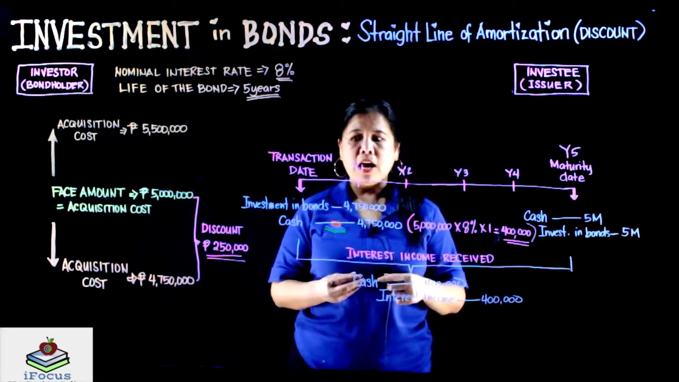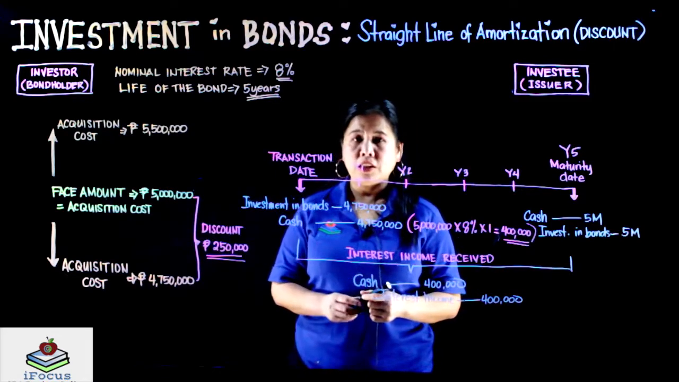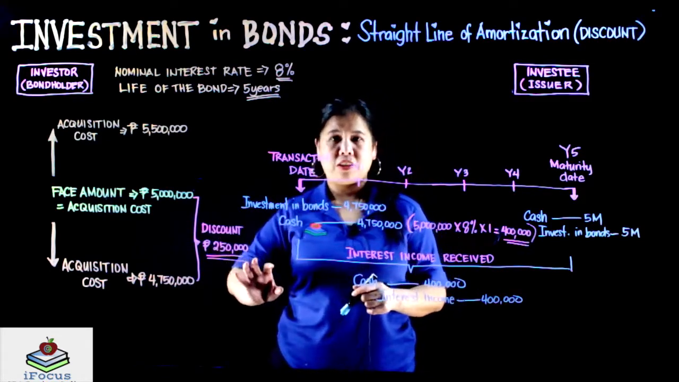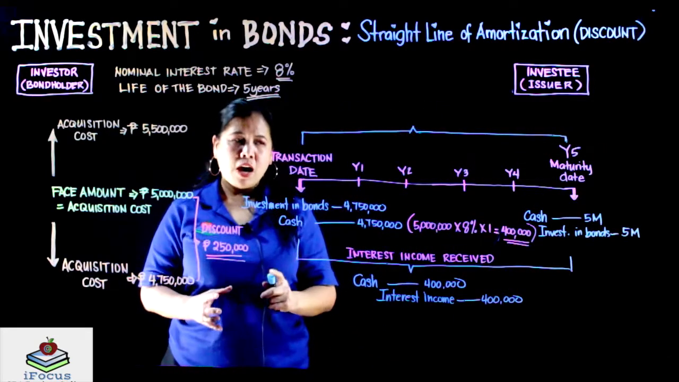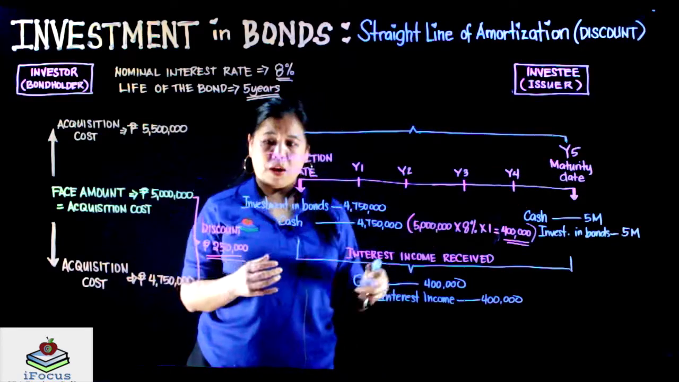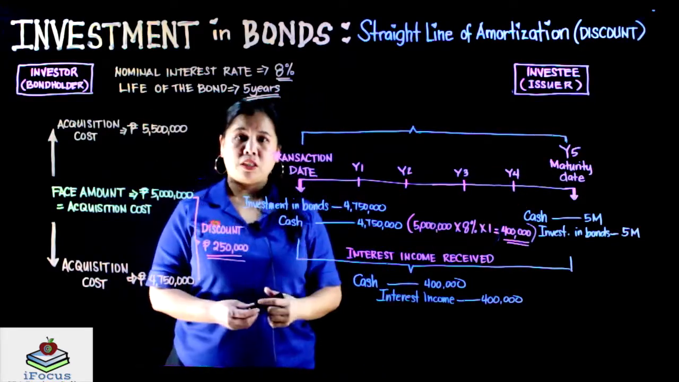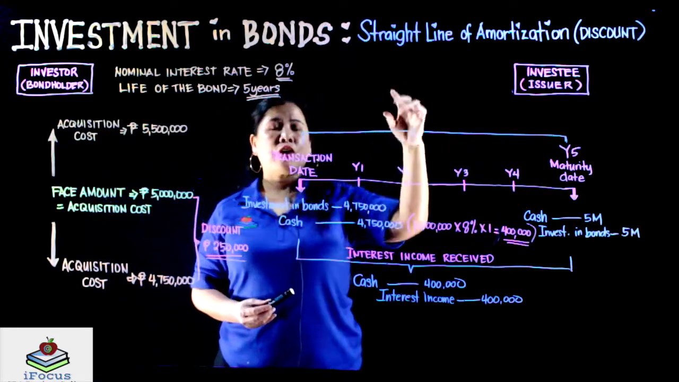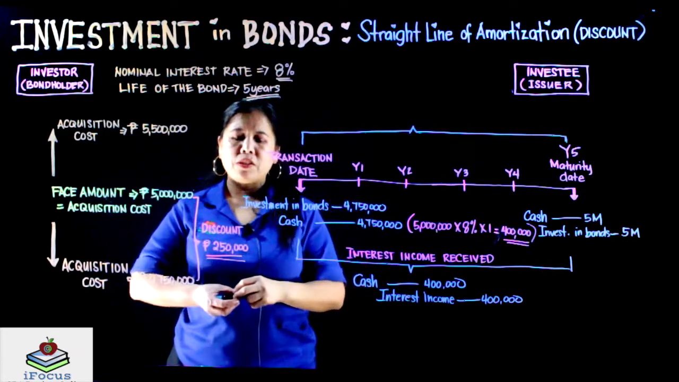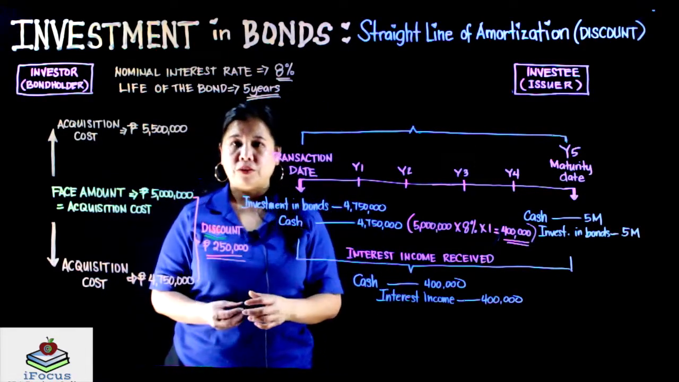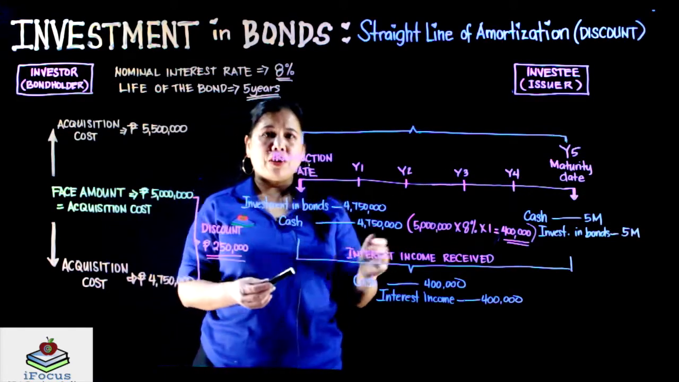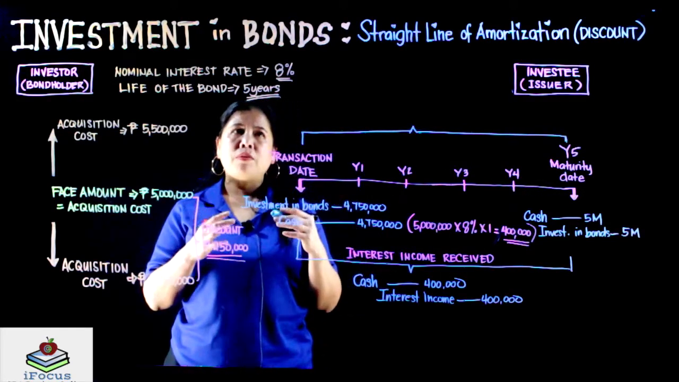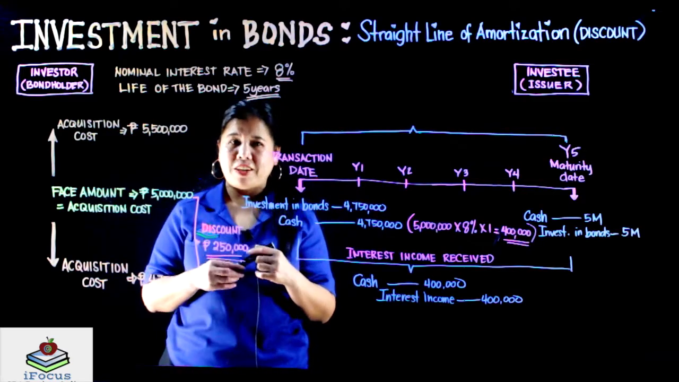Another thing na gagawin natin dito sa discount is the amortization of the discount. So this discount will be amortized over the life of the bond, and the life of the bonds is 5 years. Using the straight line method of amortization, itong discount na 250,000, i-divide natin sa 5 years. So every year, magkakaroon tayo ng the same amount of amortization.